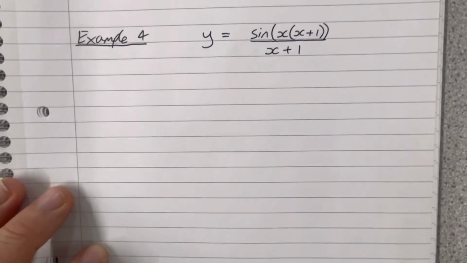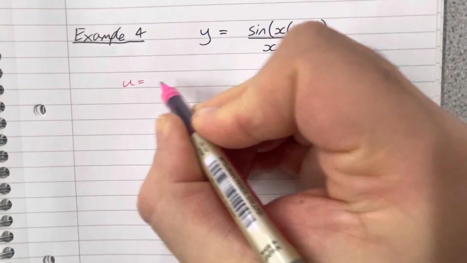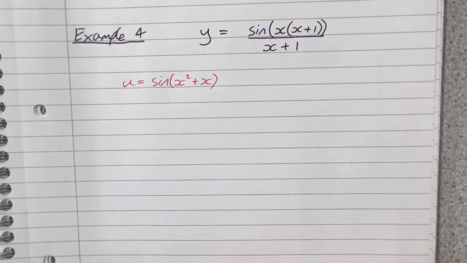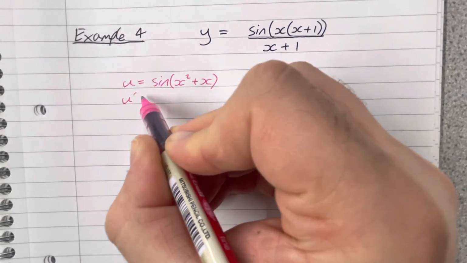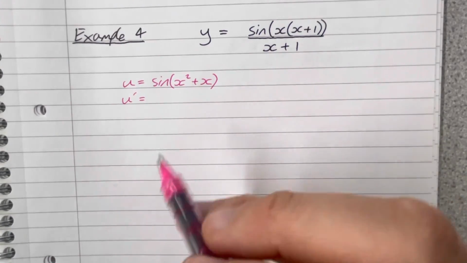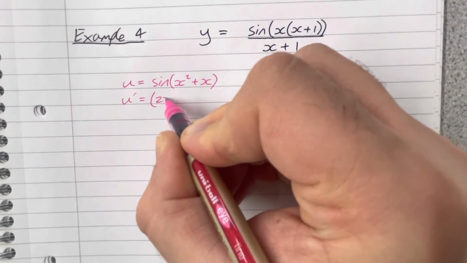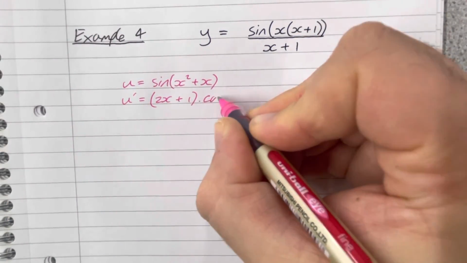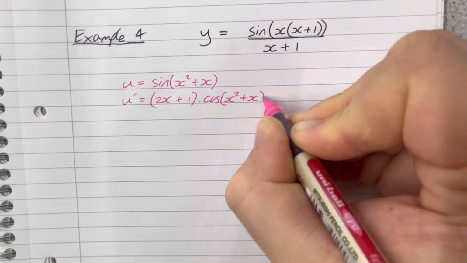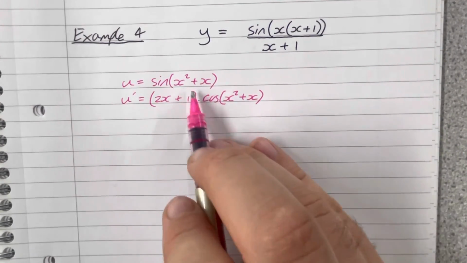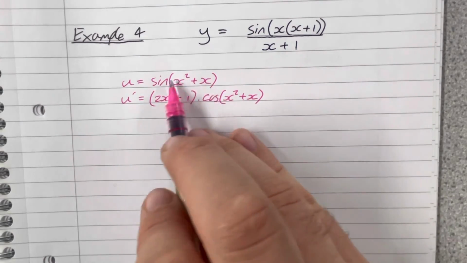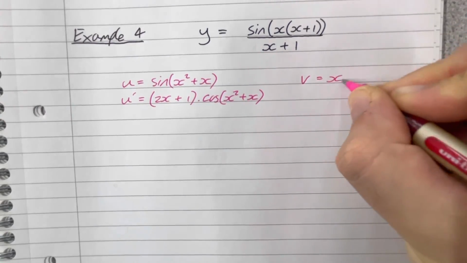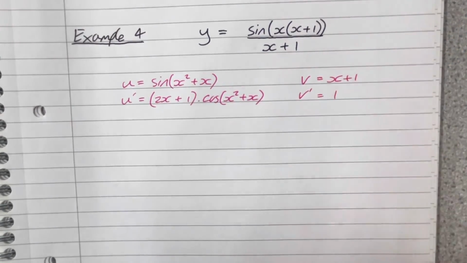Example 4. u being the top of the fraction, sine, I'm going to say is x squared plus x. u primed, we're going to need to use a little bit of a chain rule here. Once you get really good with the chain rule, you can just write the answer down. You don't have to actually go over here to do the working. So that's cos of x squared plus x. Okay, the sine differentiates to the cos. The contents of the trig stays the same, but I need to times by the differential of what's inside, which is 2x plus 1. And v is the bottom, so that's x plus 1, and v primed is 1.